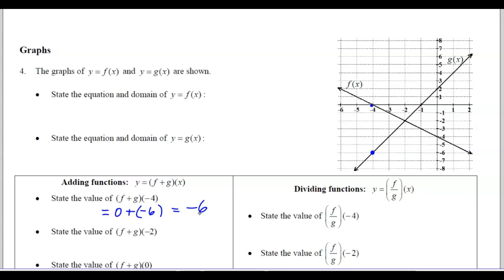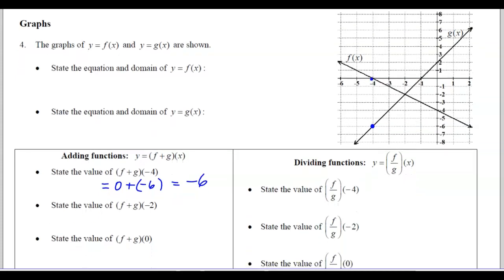Okay. Then f plus g of -2. Well, f of -2 is -2. G of -2, notice that that's where they intersect. So they are going to have the same value. So that's equal to -4. And then f plus g of 0. So f of 0 is -4. G of 0 is 2.